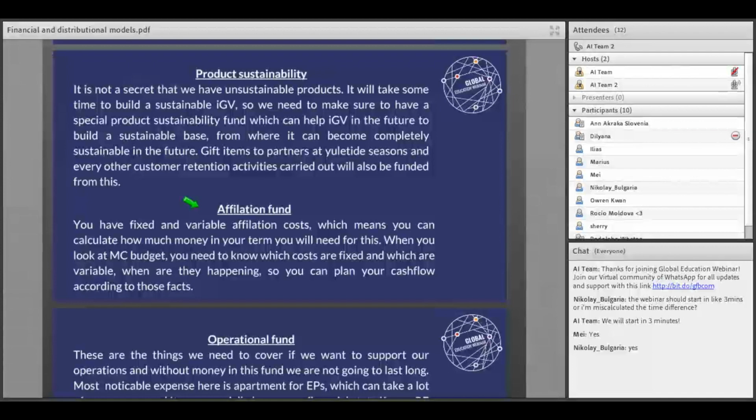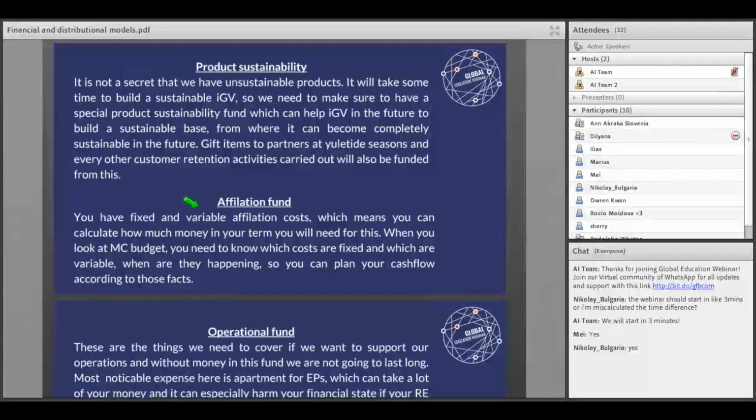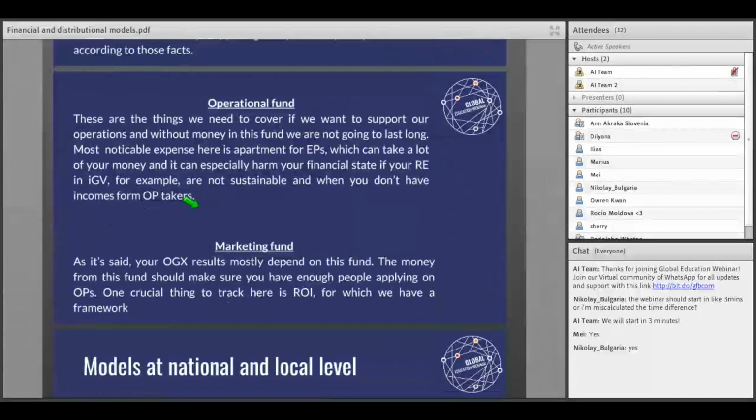Affiliation fund, this is where the distribution model is also connected earlier. So this is the fixed and variable affiliation cost that is calculated, and when you look at the MC budget, you know which costs are fixed and which costs are variable, which we are going to talk more about later on.